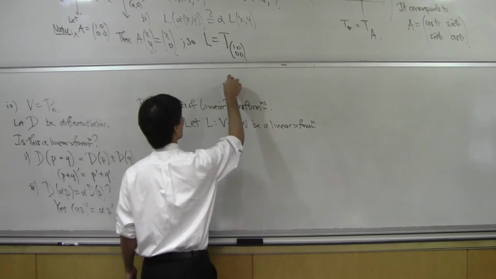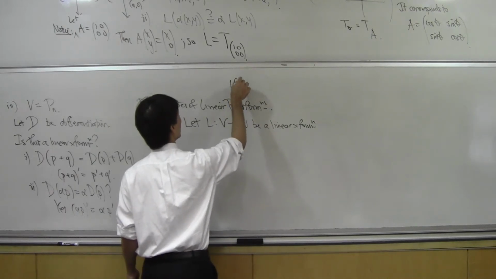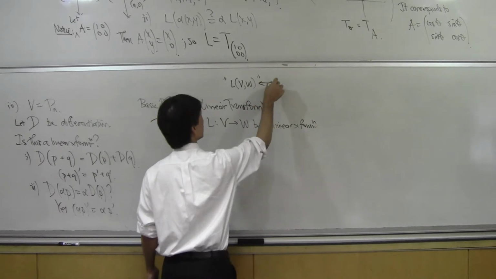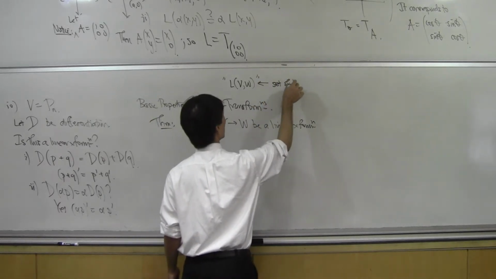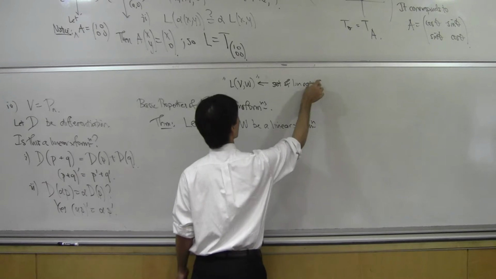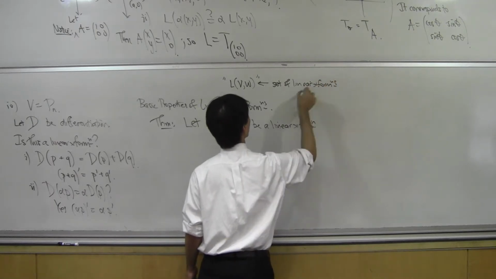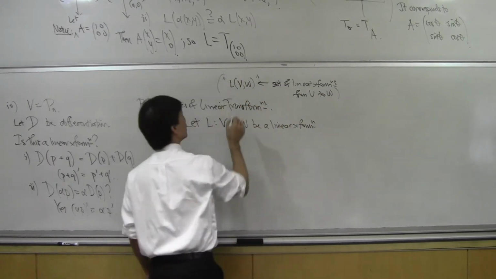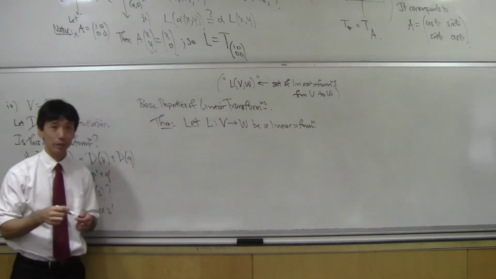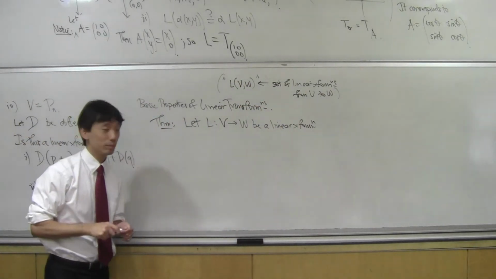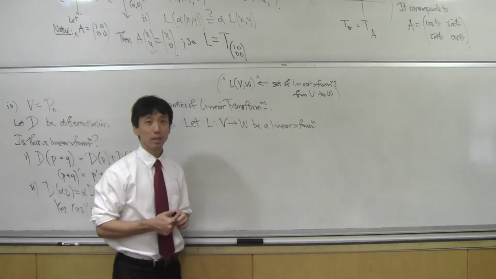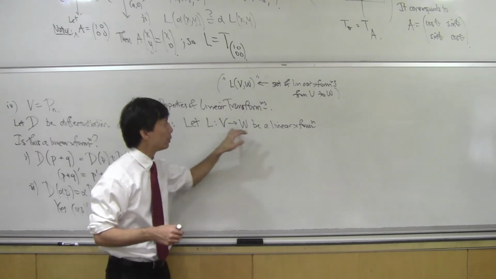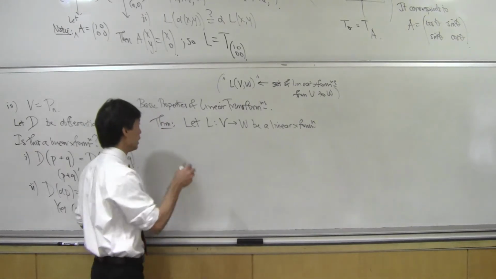You may see sometimes this notation, L(V, W). This means the set of linear transformations from V to W. I don't use this notation often, but it's a common notation. Linear transformations from V to W. Anyway, let L be a linear transformation from V to W.